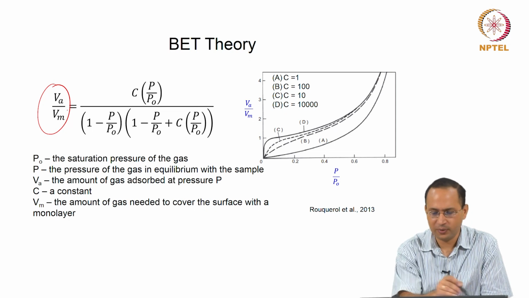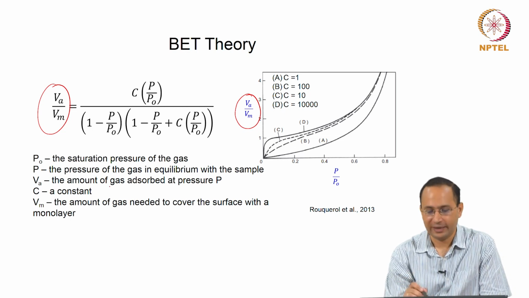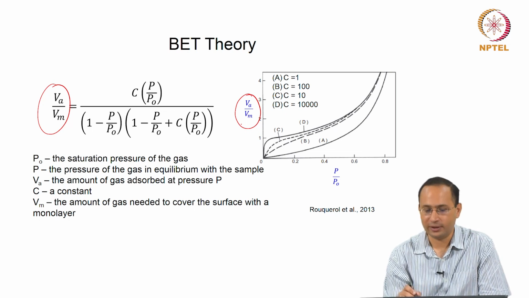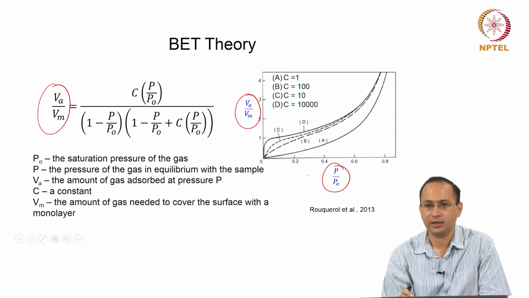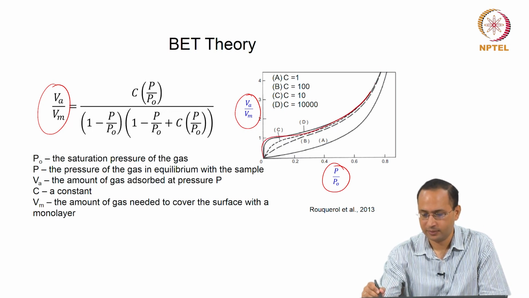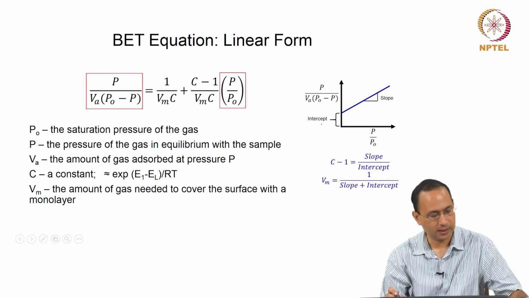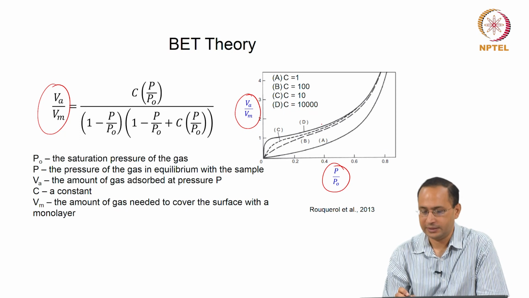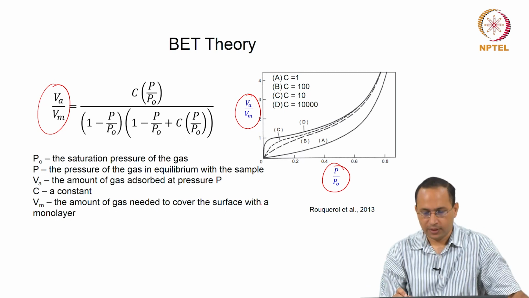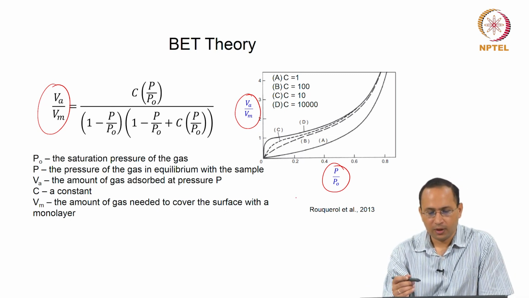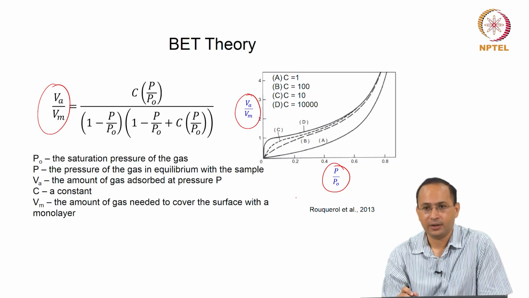So, this is the relationship between Va over Vm, where Va is the amount of gas adsorbed at pressure P, over Vm, the amount of gas needed to cover with the monolayer, right. When you plot Va over Vm against P over P0, which is the partial gas pressure, you get this kind of response, right. So it explains the type 2 isotherm in this case, and based on the value of C, you may get different shapes.